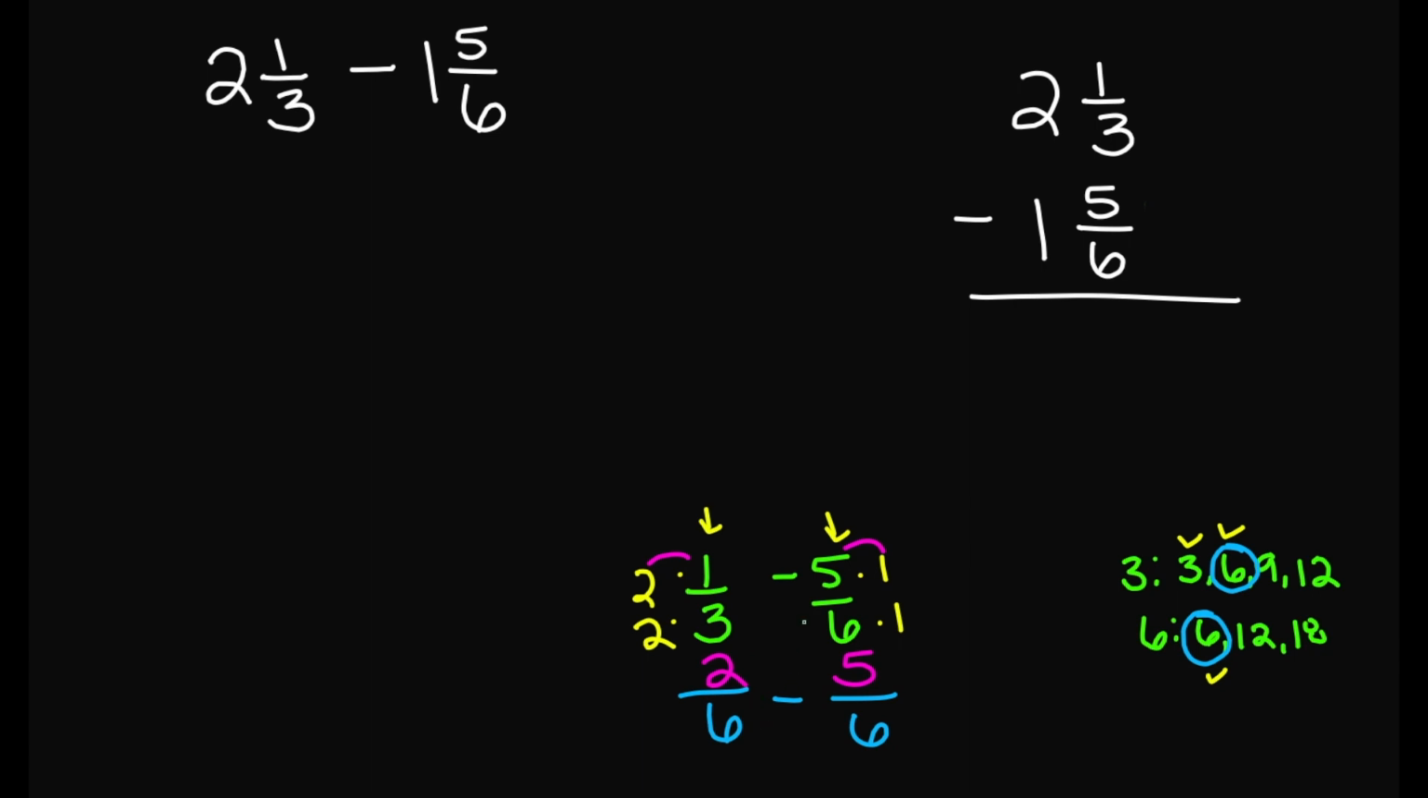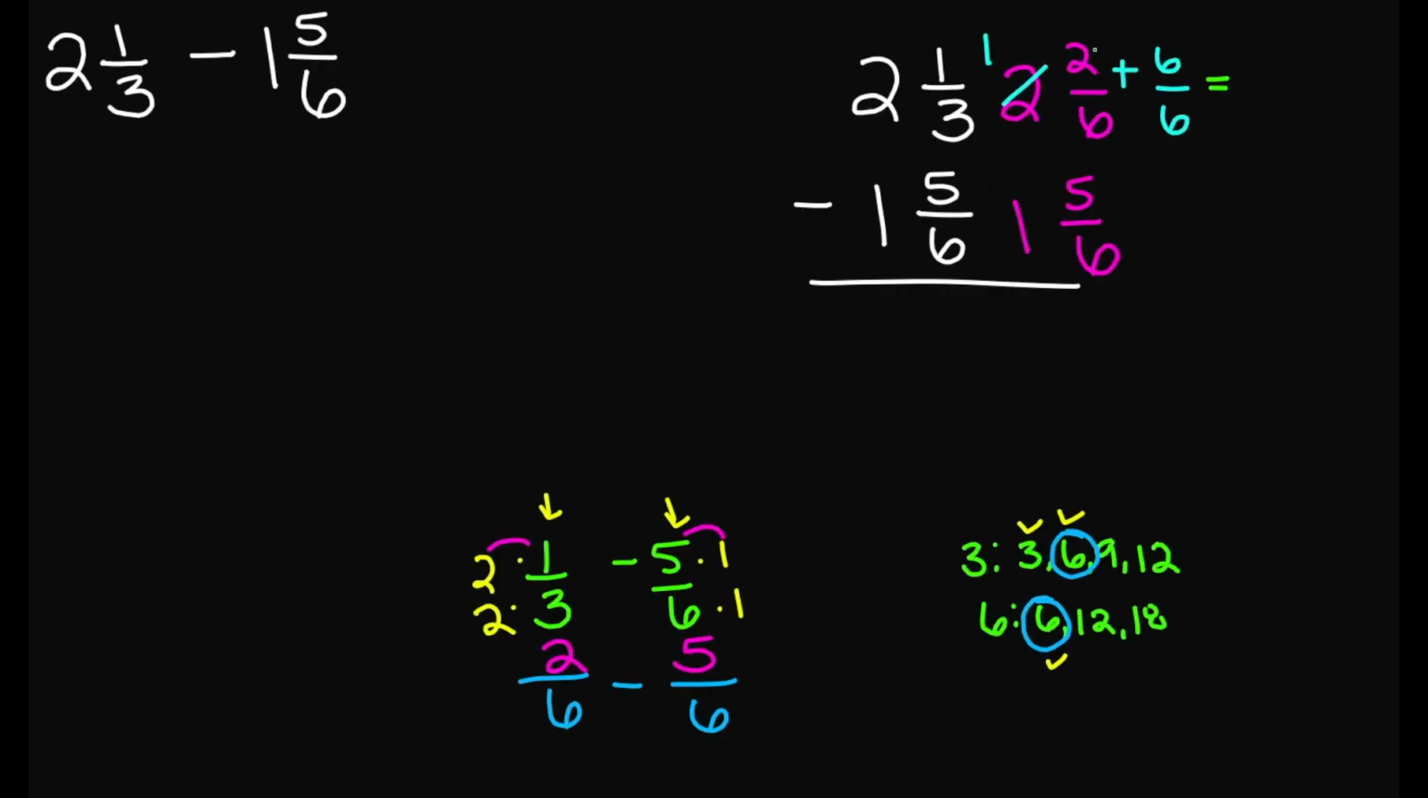So this is where we do need to borrow from my whole number and then rewrite my fraction. So let's say up here we got 2 and 2/6, and then down here we got 1 and 5/6. So I'm going to borrow from my 2. This is going to become a 1. And I'm going to add 6 over 6 to the fraction I have here so that we're able to subtract.